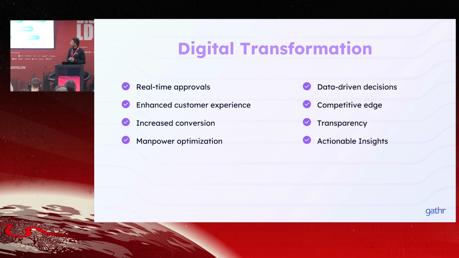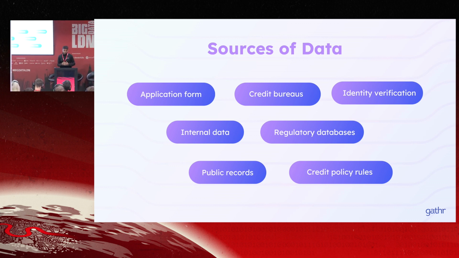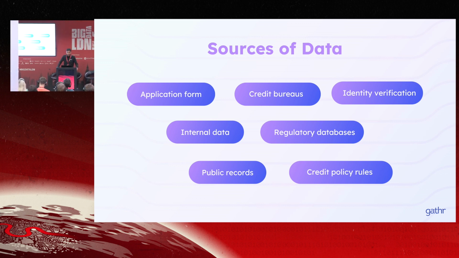Now, if we talk about the sources for making the decision, there were really like 8 to 10 different sources. I'll focus on a few important ones. The first one was definitely the application form, which the customer was filling in. So it had things like name, address, date of birth, regular stuff that anybody would typically fill on the form.